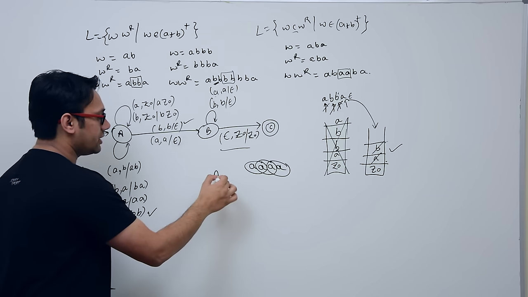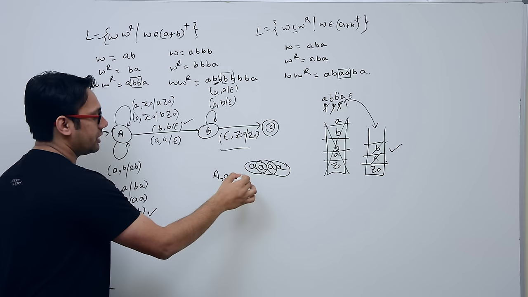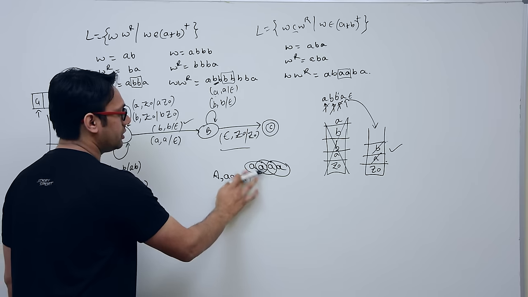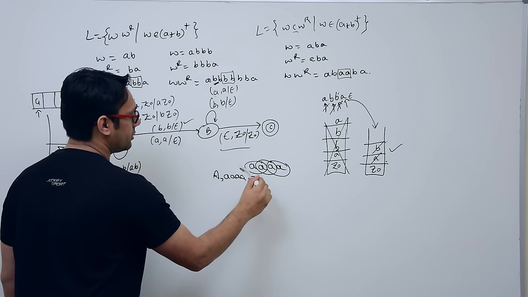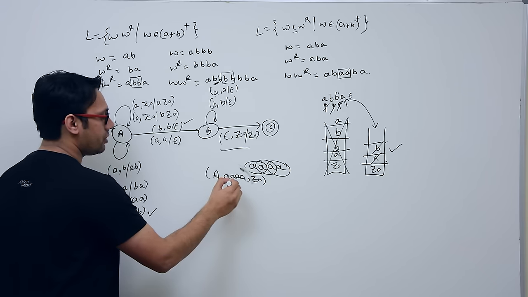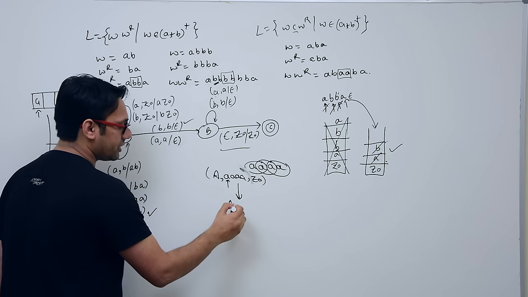Initially, we start with the state A and we get A, A, A, A, and the stack will be containing Z naught. Now, if we are going to read the first symbol, we are going to put this first A onto the stack.